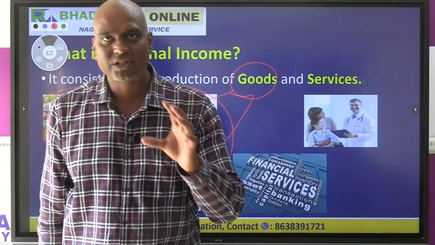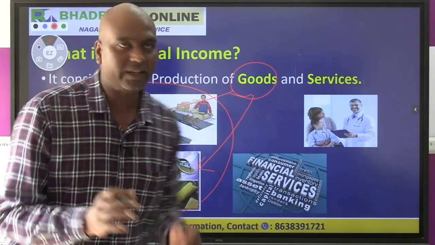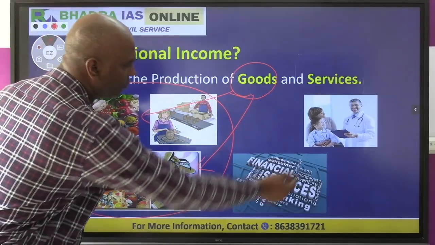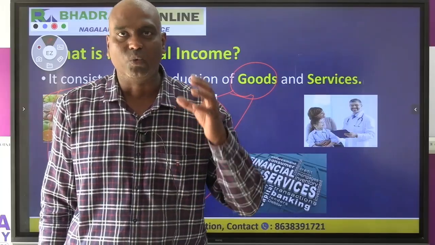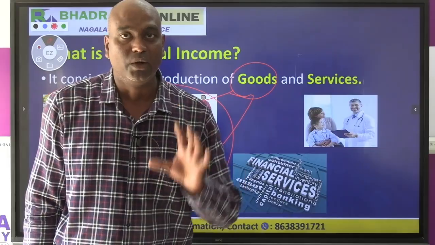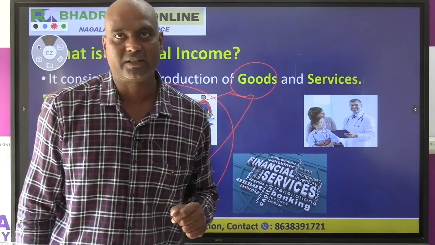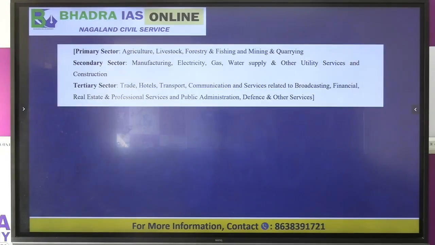So what is national income? National income is basically the production of all these goods and services in an economy in a period of one year. That is generally the main basic concept of what we mean by national income, right? So now let us go further.